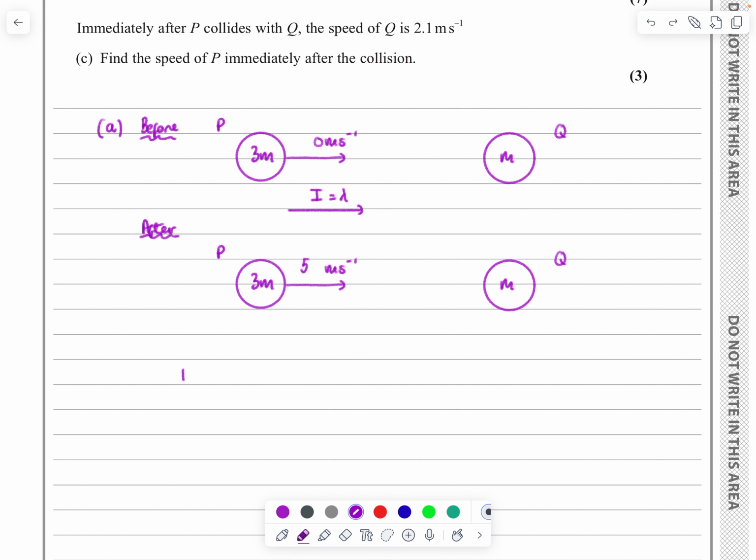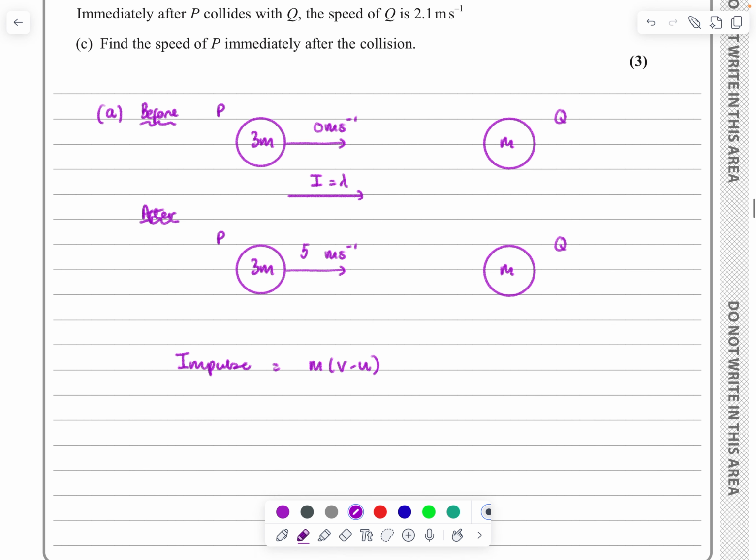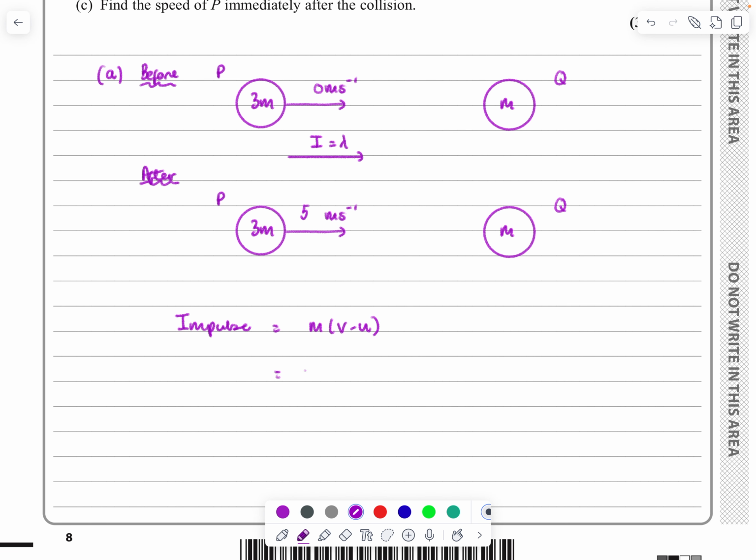What we can say is that impulse, which you should know, I is equal to m(v minus u). So in this case, it's 3m times (5 take away 0). So it works out to be lambda is 15m.